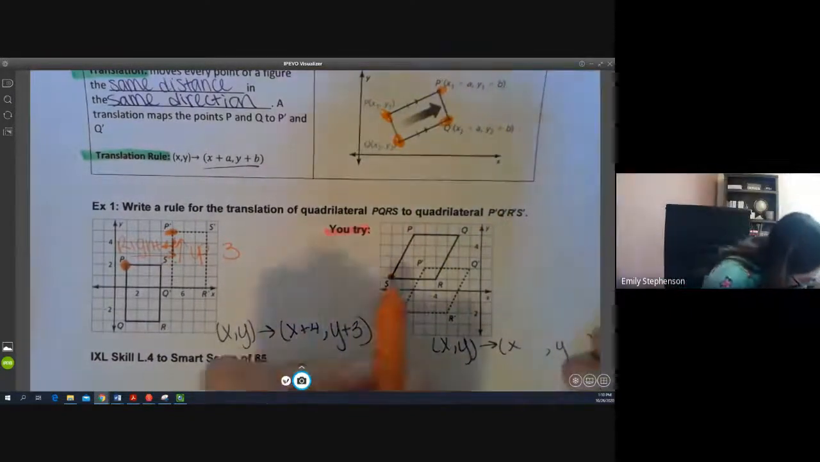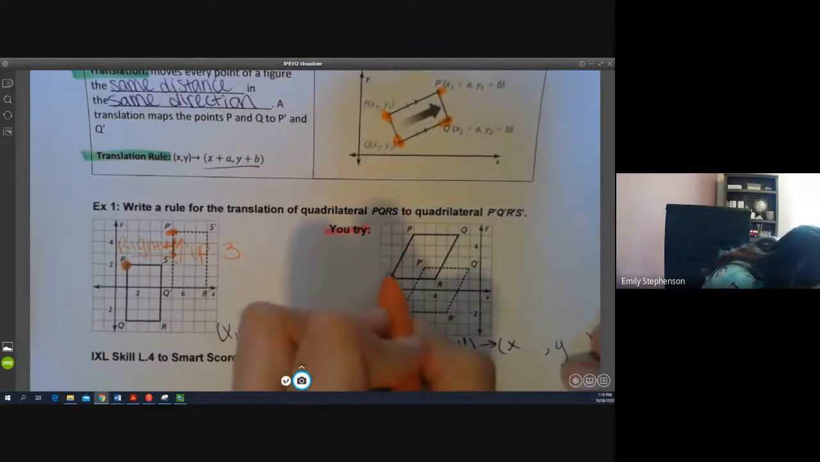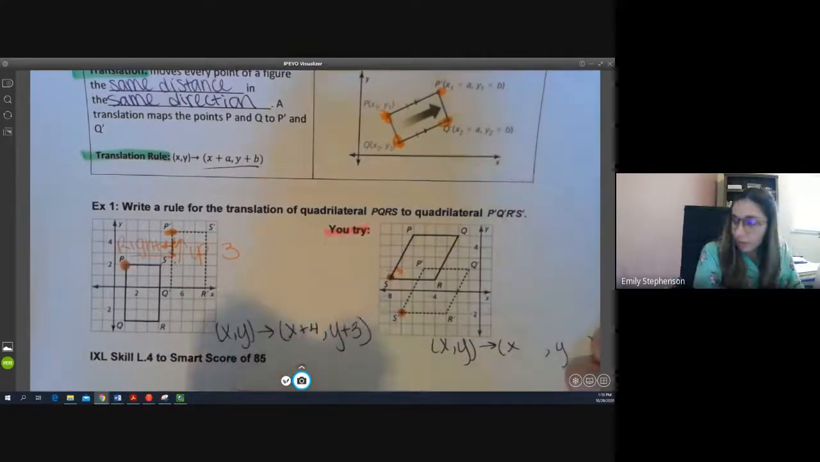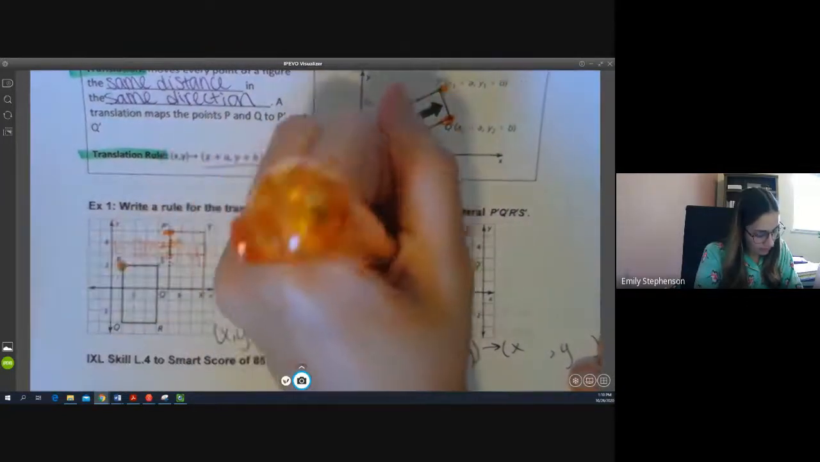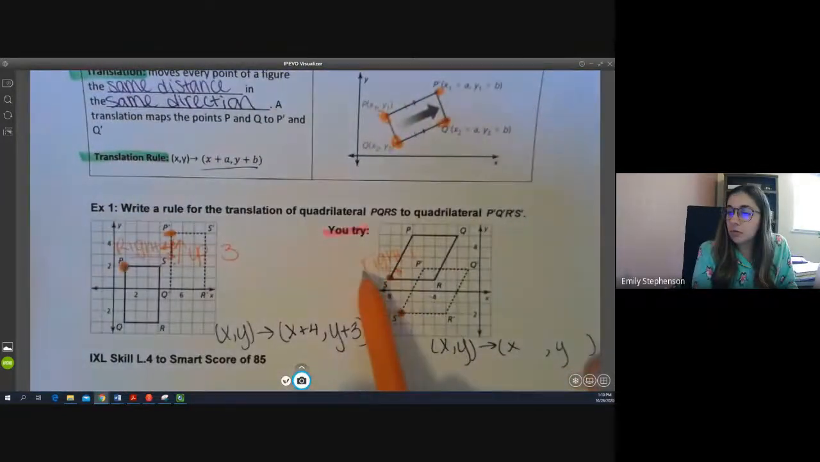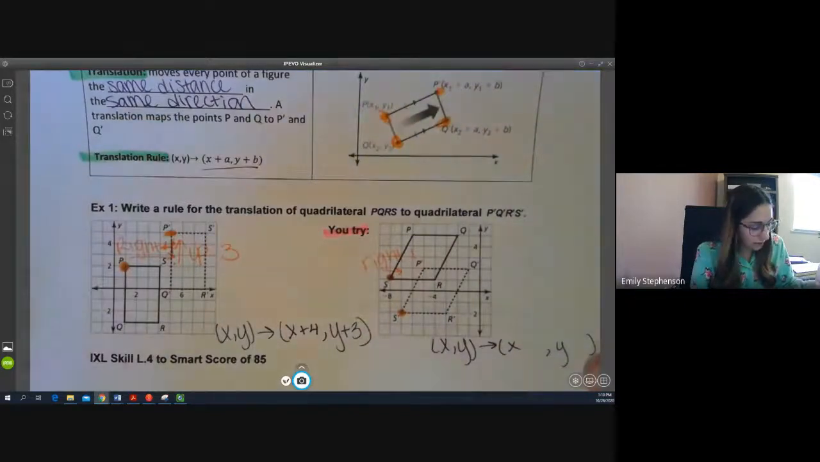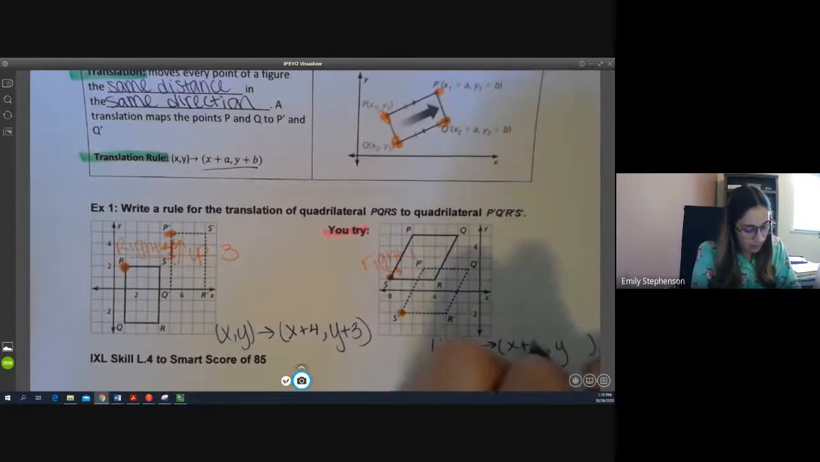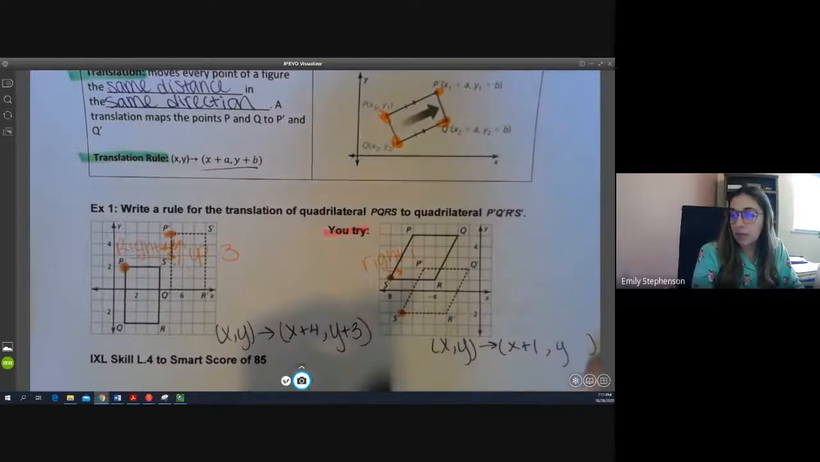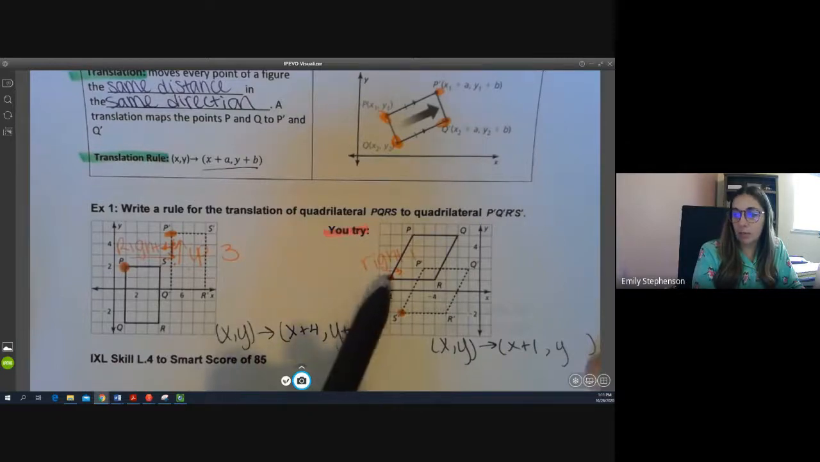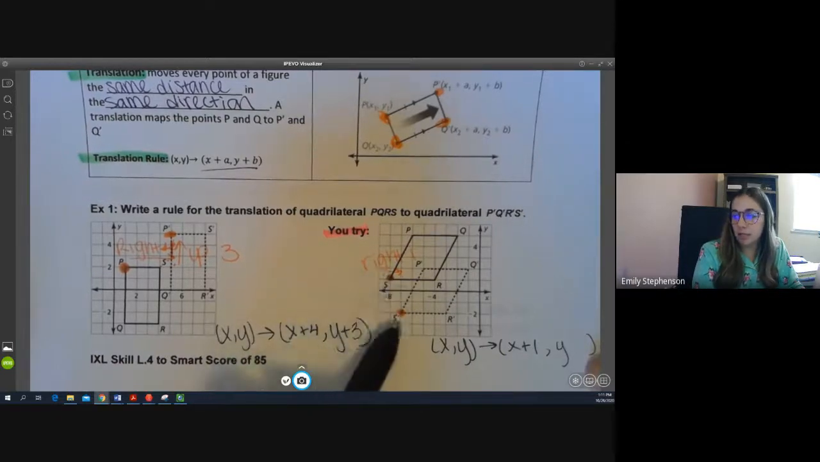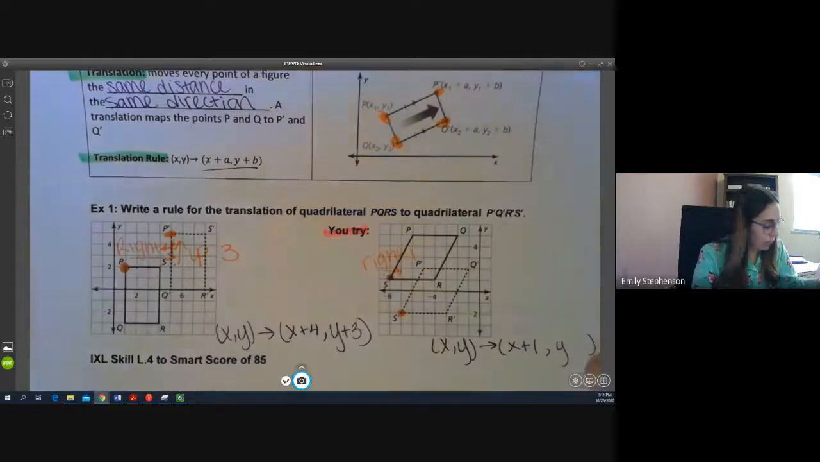So it looks like I went over. I only went 1, so it's kind of hard to squeeze it in there, but I went to the right 1. And going to the right is actually positive, so it's going to be +1. It's not -1 because I'm thinking about how did I get from here to here, not from this point to that point. It's the pre-image to the image. I went to the right 1.